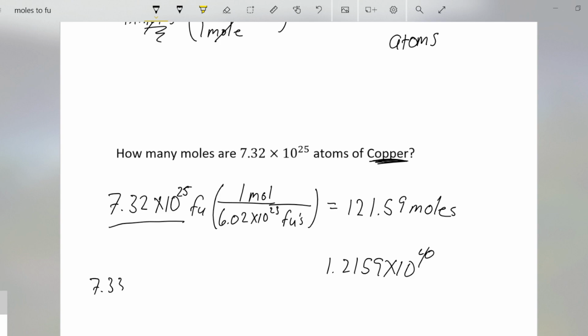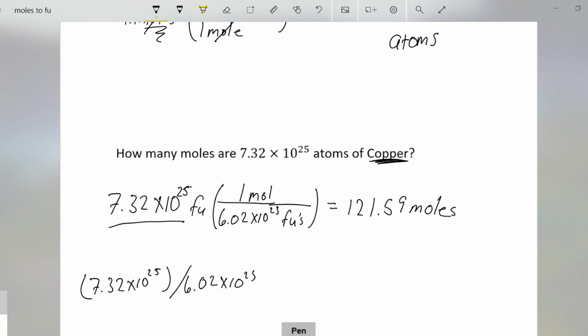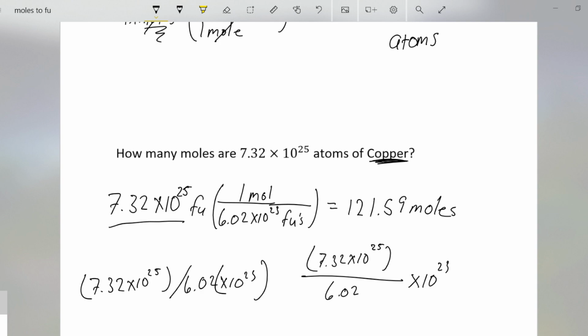So 7.32 times 10 to the 25th, that's in your calculator. And you've done your division, your slash thing. And then you typed in 6.02 times 10 to the 23rd without parentheses. And so your calculator is going to interpret this input as, okay, I want to take 7.32 times 10 to the 25th. That's my first number. I'm going to divide that by 6.02, and then I will multiply everything by 10 to the 23rd. Because it does things in order from left to right.